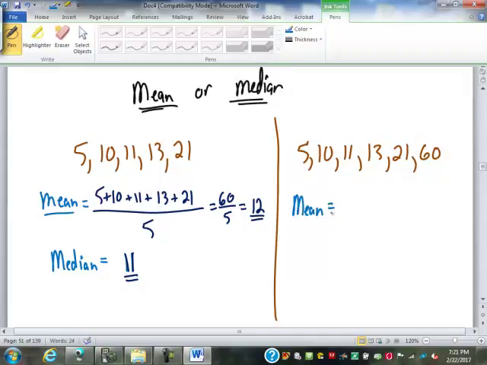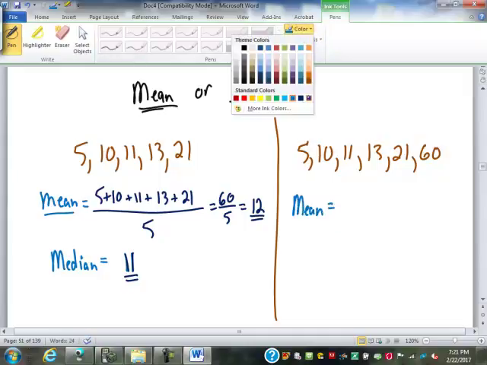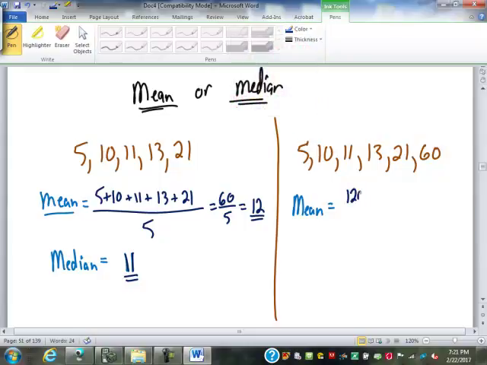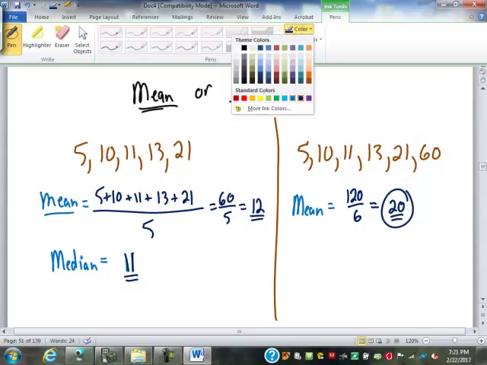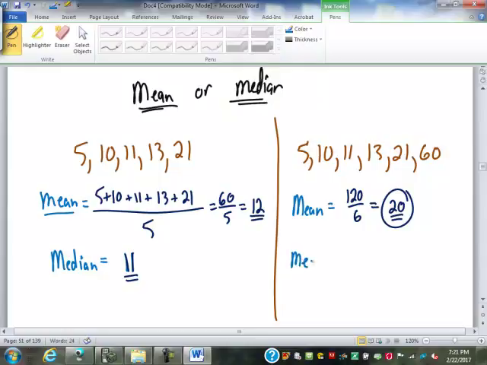The mean, if I add those numbers up right now, that new total is 120, and there's now 6 numbers there to divide by. That mean is now 20. The median is going to be between these two numbers. Between 11 and 12, or 11 and 13, I should say. 11 plus 13 divided by 2 gives me 12.